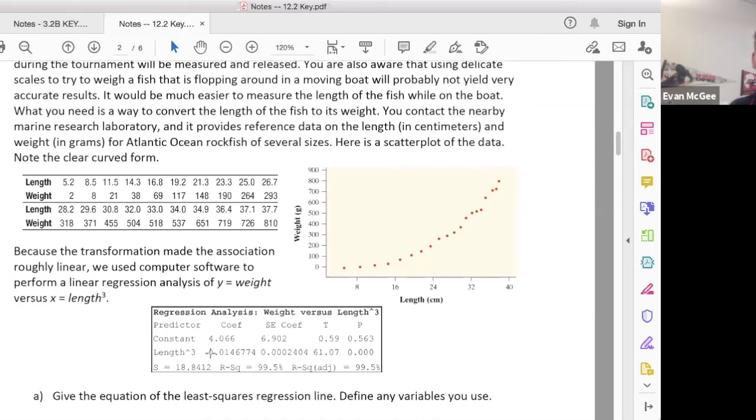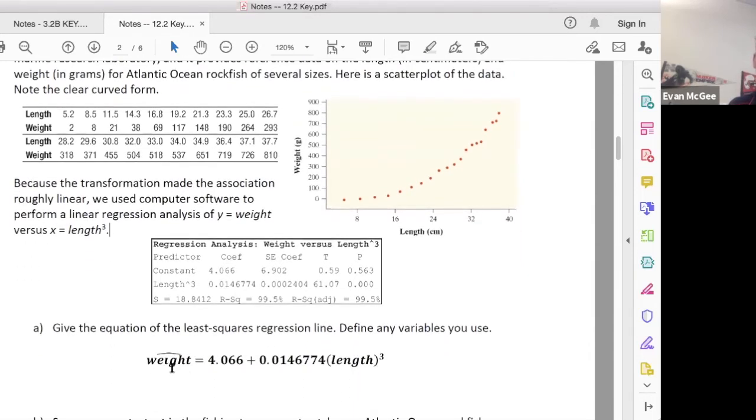So here's our slope. Our y-intercept is the coefficient of the constant. And so the equation for the least squares regression line would be the weight with a hat. It's very important they have the hat because it's predicted. 4.06 we said was the y-intercept, and the slope is 0.014, and so on, right there. So really this first thing is just writing an equation based on the computer output.